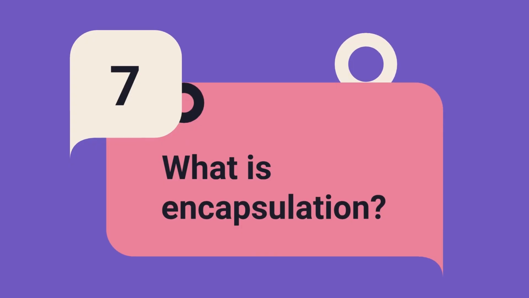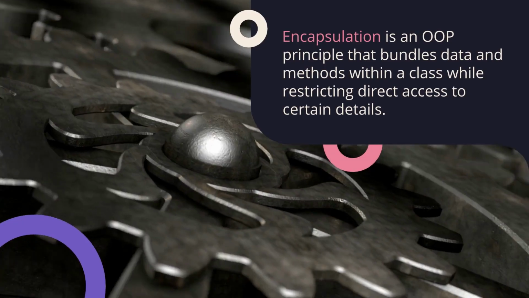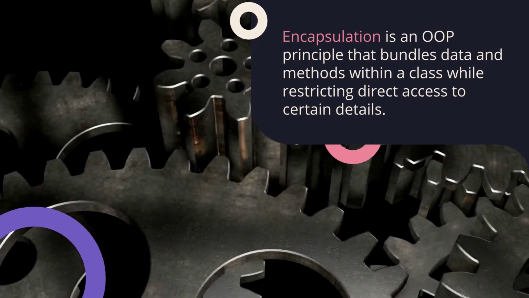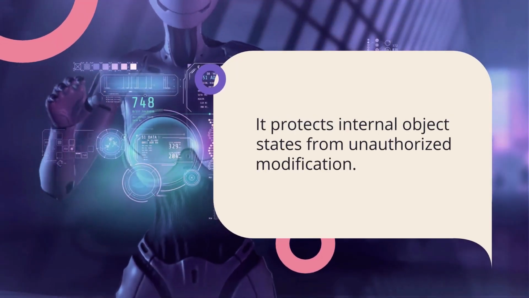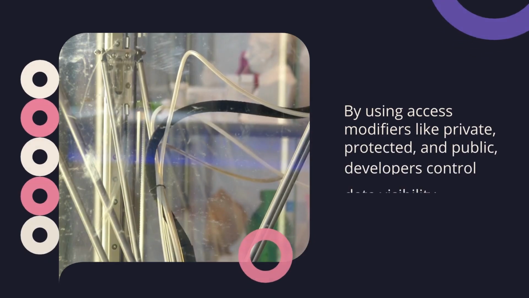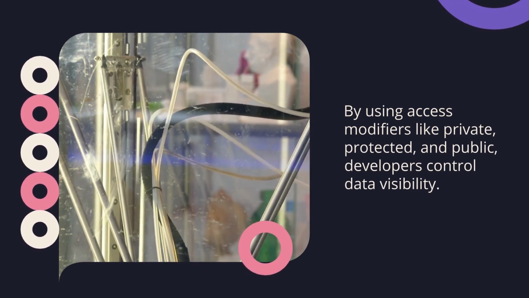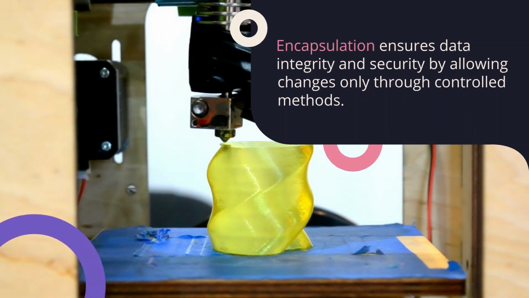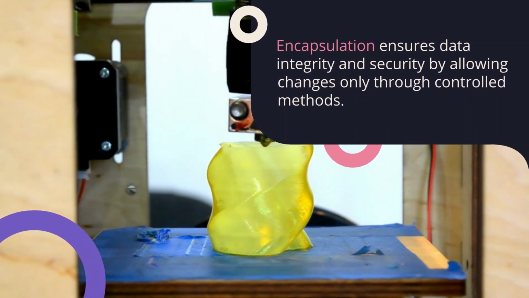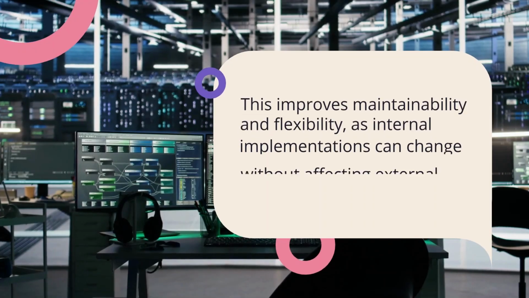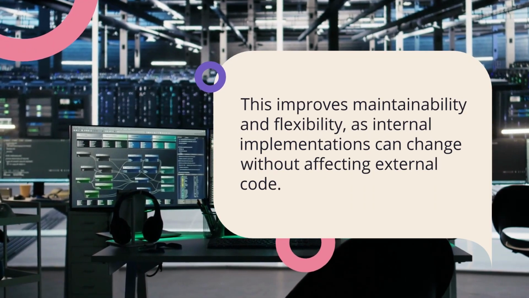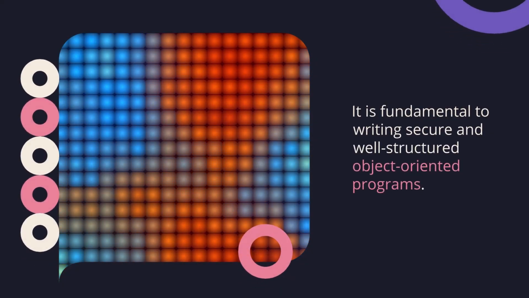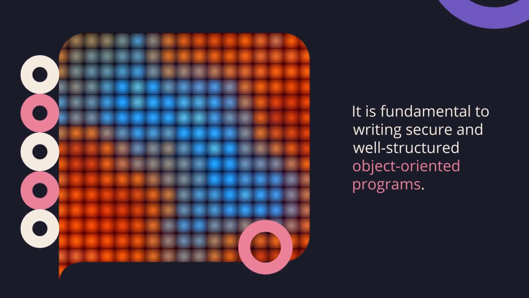7. What is encapsulation? Encapsulation is an OOP principle that bundles data and methods within a class while restricting direct access to certain details. It protects internal object states from unauthorized modification. By using access modifiers like private, protected, and public, developers control data visibility. Encapsulation ensures data integrity and security by allowing changes only through controlled methods. This improves maintainability and flexibility, as internal implementations can change without affecting external code. It is fundamental to writing secure and well-structured object-oriented programs.